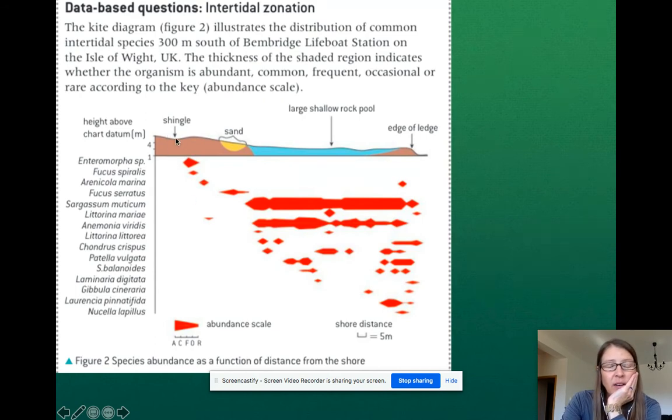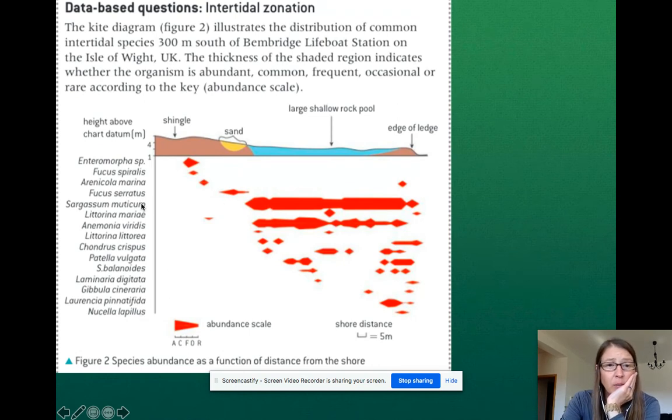Okay, so I'm just going to show you one more example of a kite graph. This one is showing a transect that was run all the way from this upper area through a shallow rock pool and then up into a ledge. And I'm not sure if that ledge goes off into the sea or what that means specifically. But again, the width of the line is how many individuals you're going to find. It's the most abundant with a wider line and least abundant if it's a really thin one. And so they looked at tons of different species here.